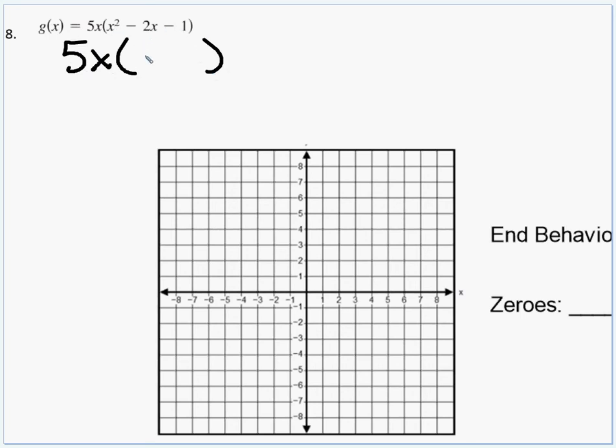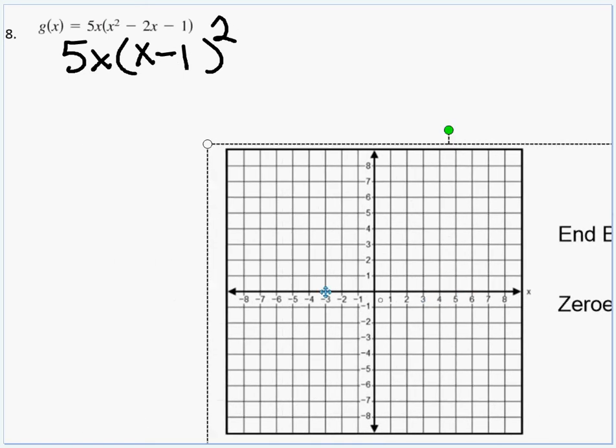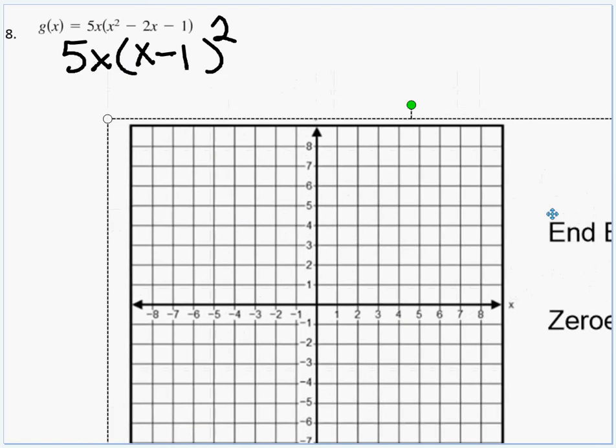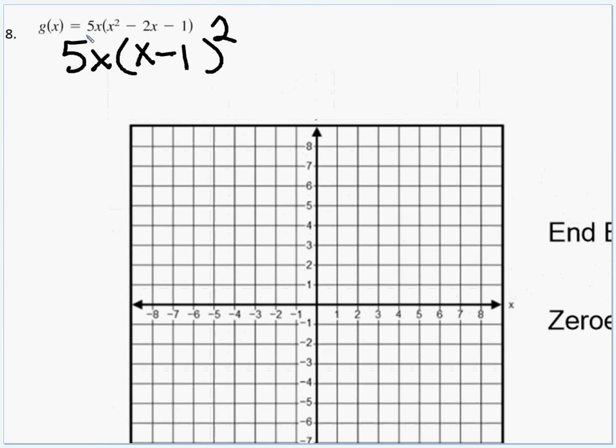Let me make this graph a little bigger. Now, the end behavior, we sort of got to think about it. If we distribute the 5x to the x squared, that's going to give us 5x cubed. Now, that's going to drive the function. It's positive and it's x cubed, so I know I'm going to go up to the right and down to the left, like any odd exponent function.